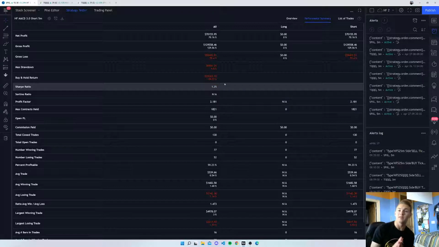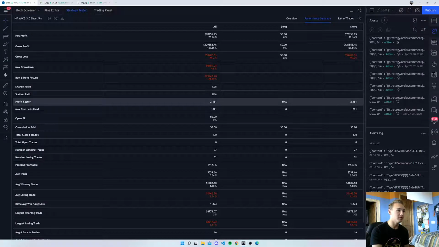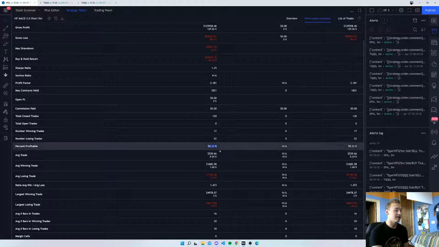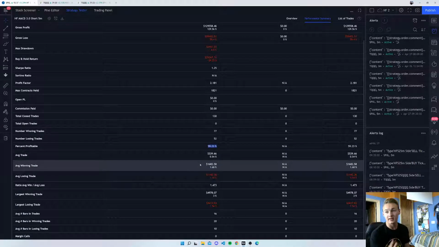If your Sharpe ratio is above 1, which is industry average for trading, you pretty much will make money. And if you have a profit factor above 2, you will make money too. And if you have a higher accuracy rate, it'll help you not get into a gutter in your mindset.